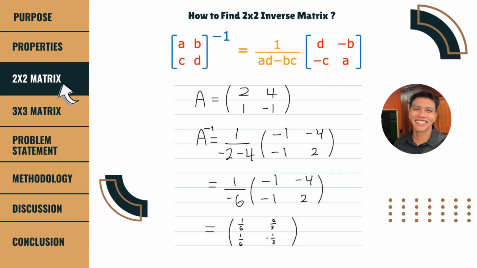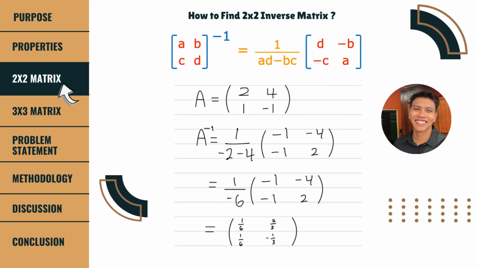Hi, my name is Ahmad Izani Bashuddin, and I will explain how to find 2 times 2 inverse matrix and 3 times 3 inverse matrix. The first one is how to find 2 times 2 inverse matrix. To find it, we just need to use the formula given in this slide. This formula can only be used to find 2 times 2 inverse matrix. To find 3 times 3 inverse matrix, we need to use a different method.